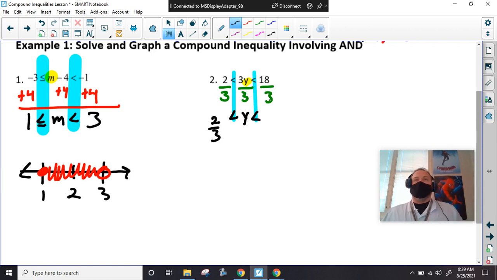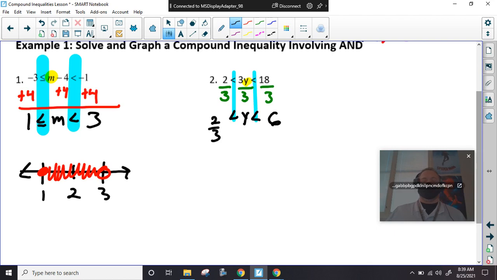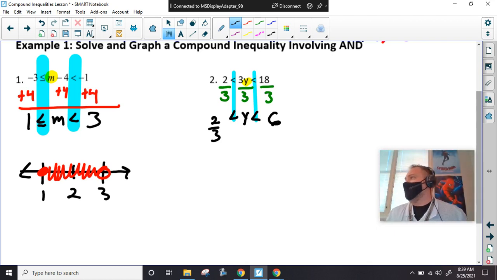Okay. Now, what is 18 divided by 3? Okay, yep, and lock the door, please. All right. So, we're done. Okay. We're done. Now, what would this look like graphically?